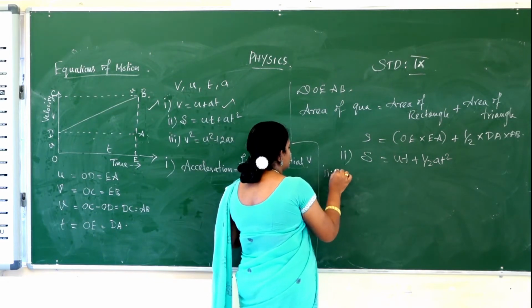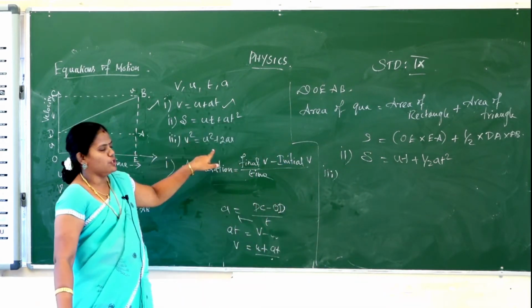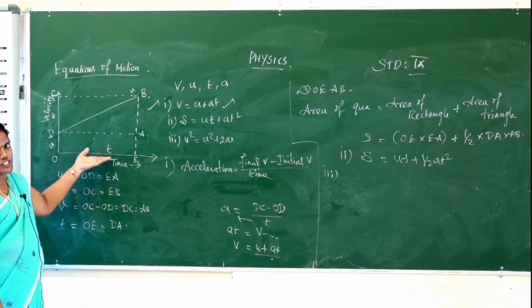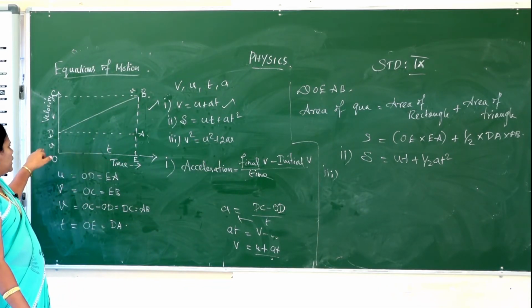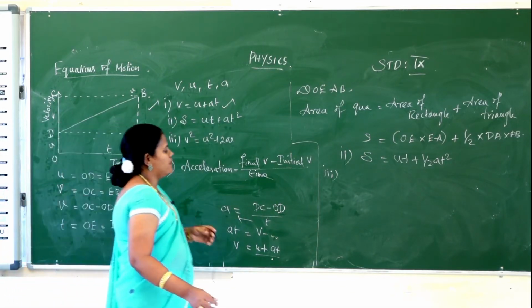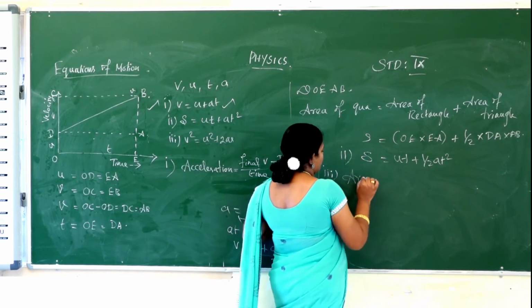And the third equation of motion is V square is equal to u square plus 2as. Here the quadrangle DOEAB is considered as a trapezium. What is the area of the trapezium?